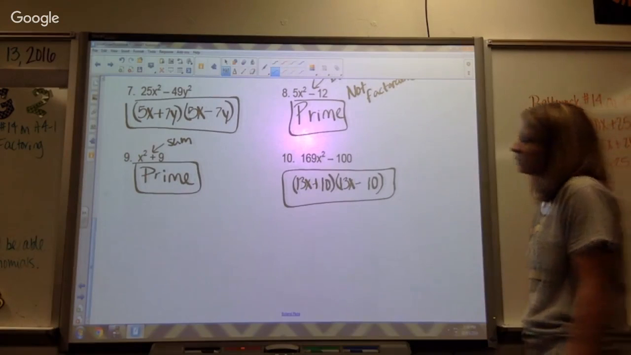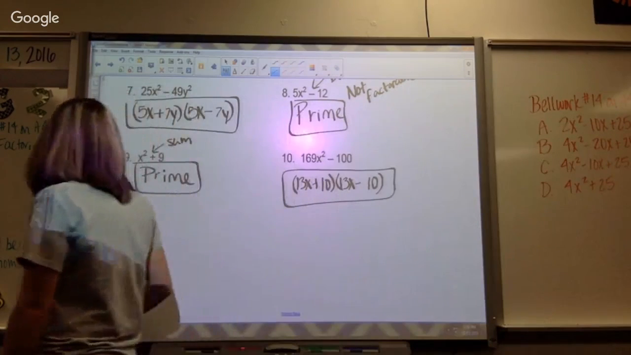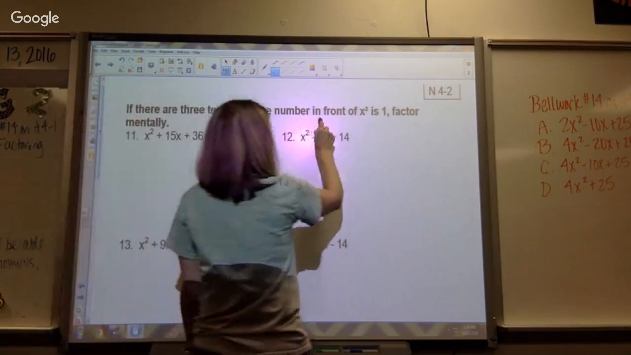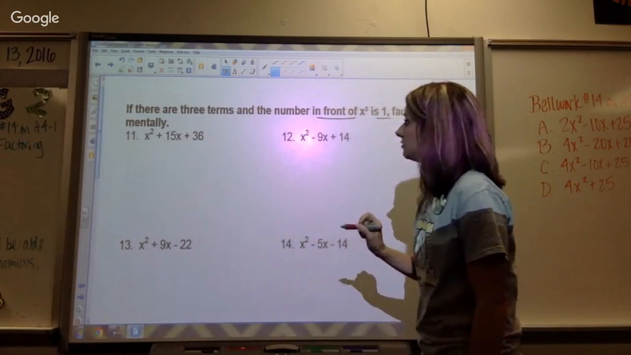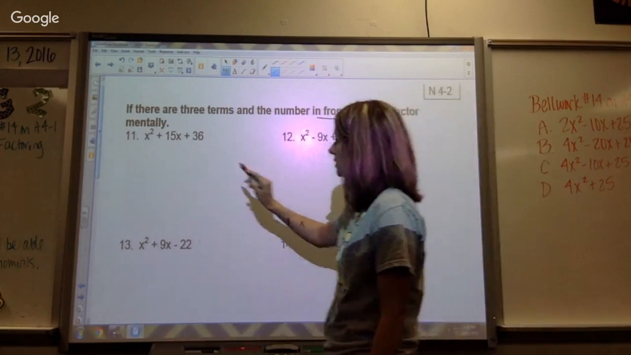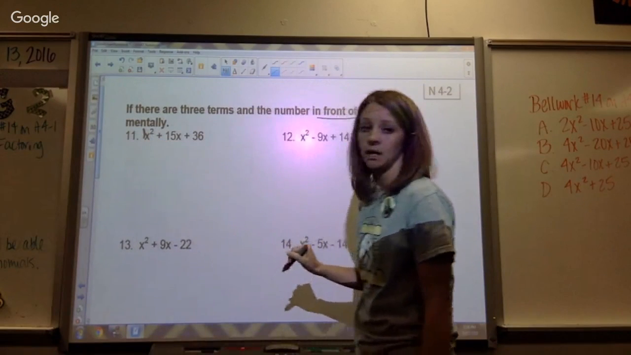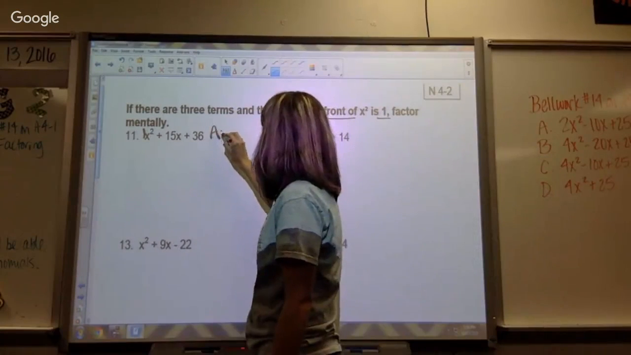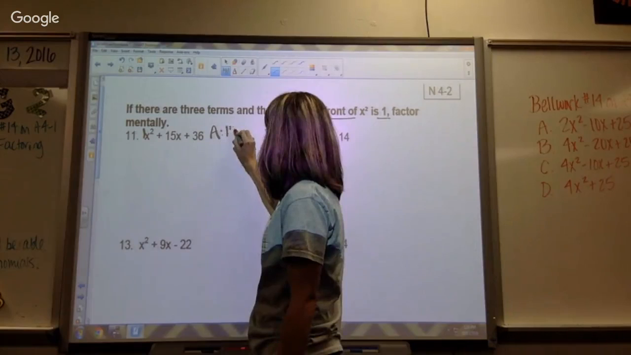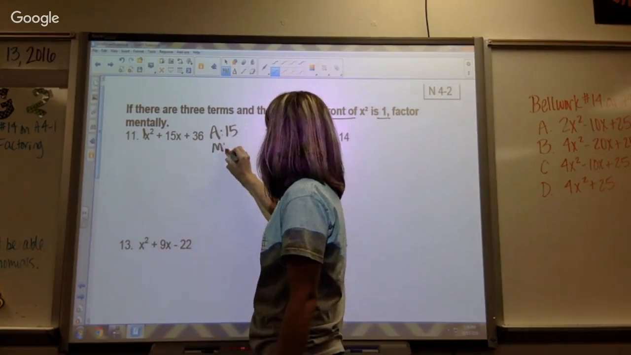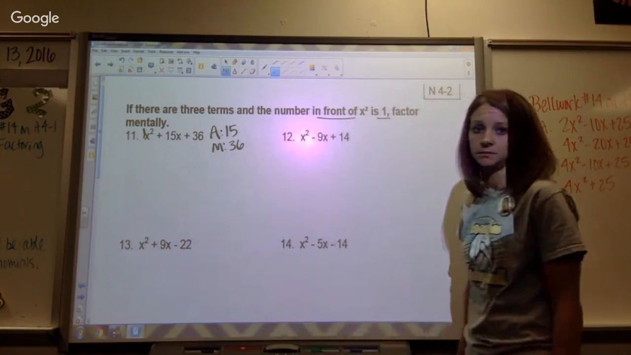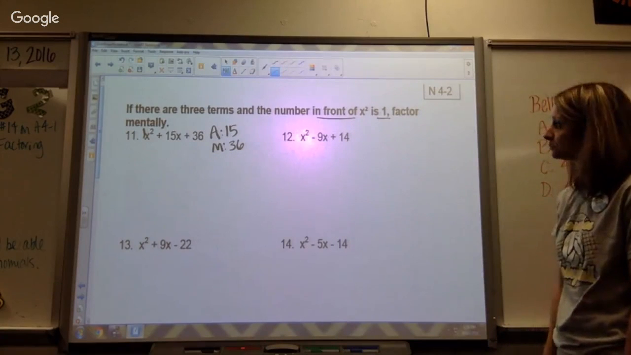Okay, so that was dealing with 2 terms. Now we're going to look at 3 terms. If there are 3 terms and the number in front of x squared is a 1, you can factor it mentally. So notice this number in front of x squared is a 1. To factor it mentally, we're going to figure out what 2 numbers will add to the middle number, 15, and multiply to the outside number, which is 36, for that last term.